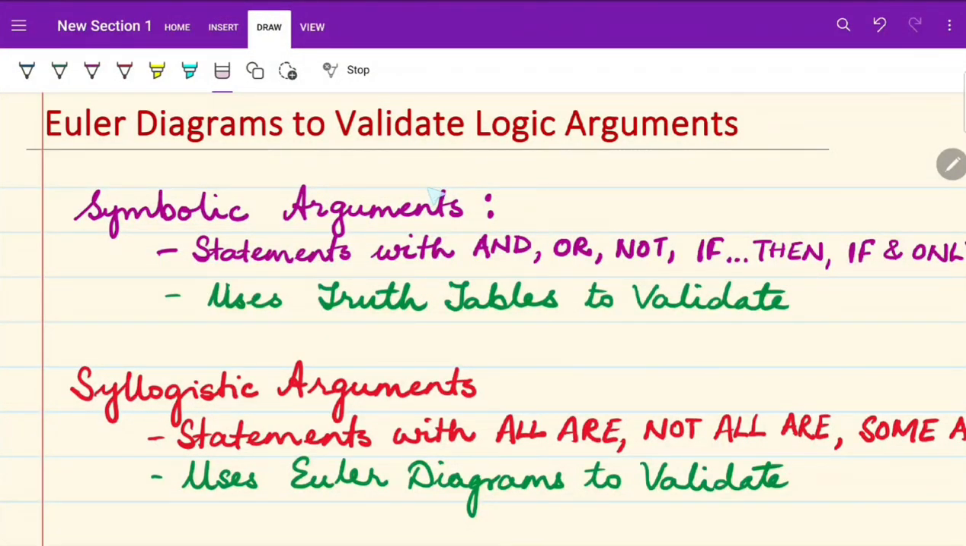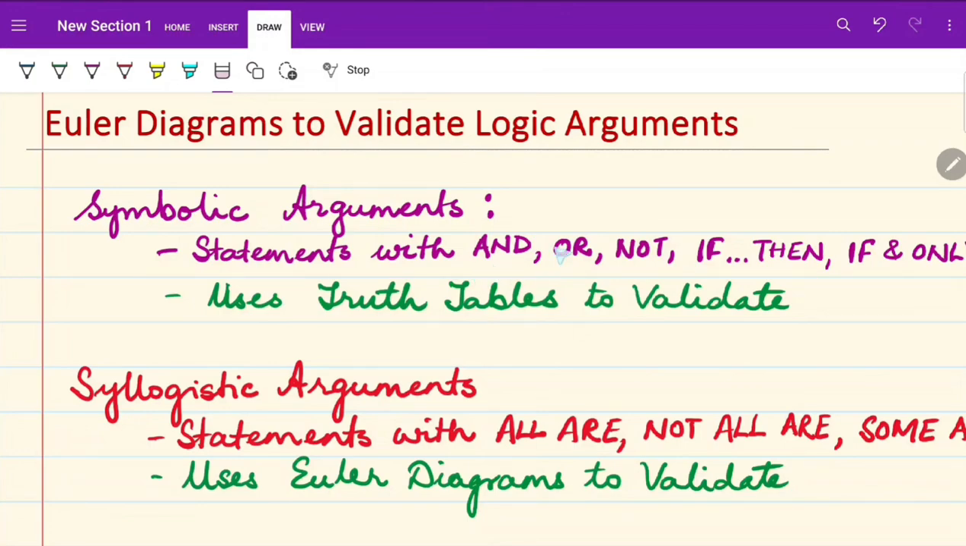Hello everyone. Today we are going to learn how to validate logic arguments using what's known as Euler diagrams. Now previously we had learned how to validate symbolic arguments using truth tables and truth values. Symbolic arguments contain statements with words such as and, or, not, if-then, and if and only if, which were the conjunctions, the disjunctions, the negation, conditionals, and biconditionals.